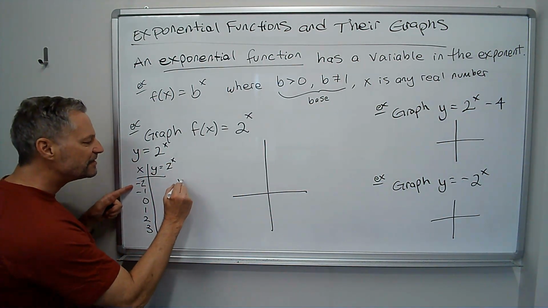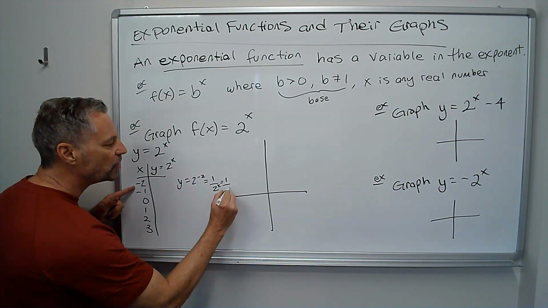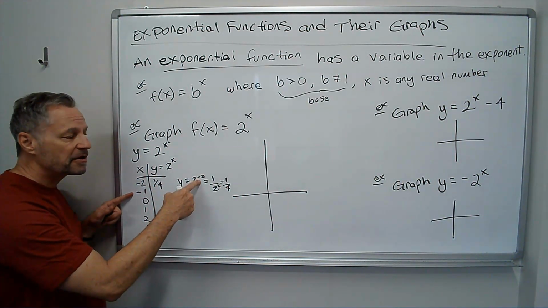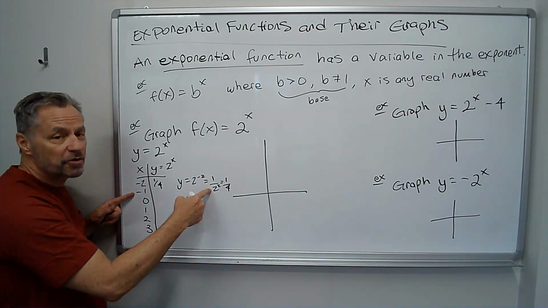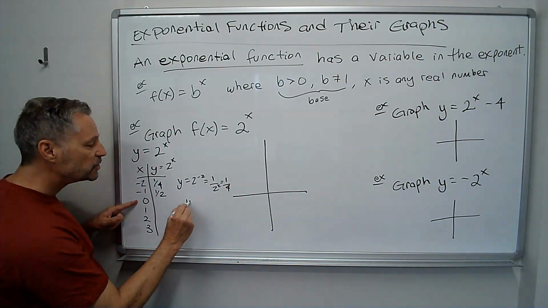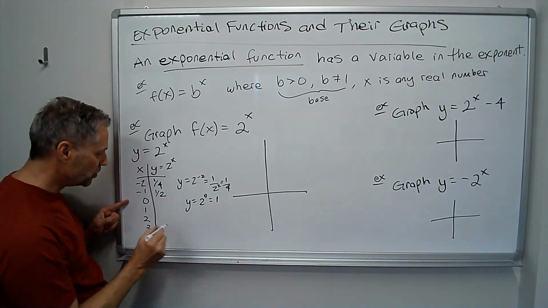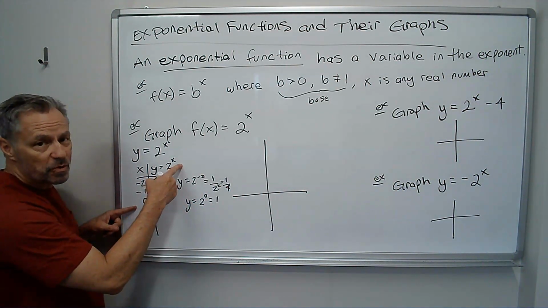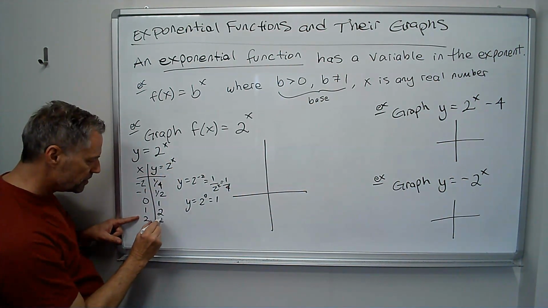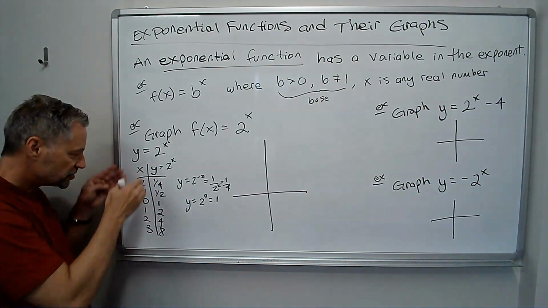So remember, if I have 2 to the negative 2, that's 1 over 2 squared, which is 1/4. Similarly, if I plug in a negative 1, it's 1 over 2 to the 1, or just 1/2. Y equals 2 to the 0. Remember, any non-zero number to the 0 power is always equal to 1, so that's a 1. 2 to the 1 is simple, that's a 2. 2 to the 2, 2 squared is 4. And 2 to the third, 2 times 2 times 2 is 8. So I've got a bunch of points.